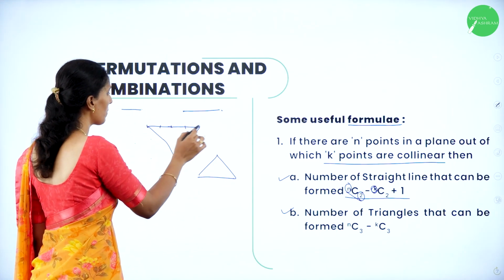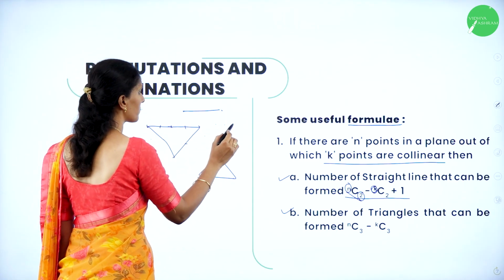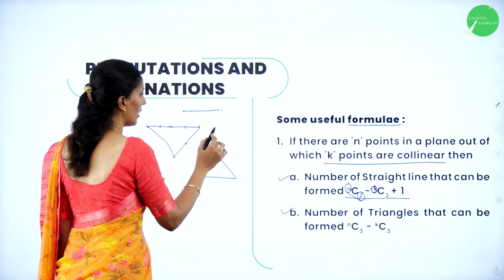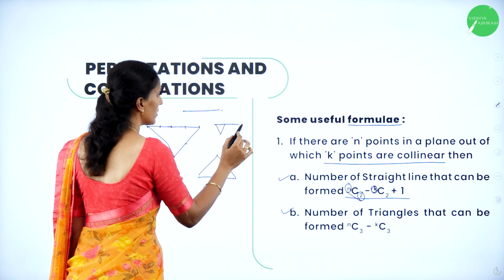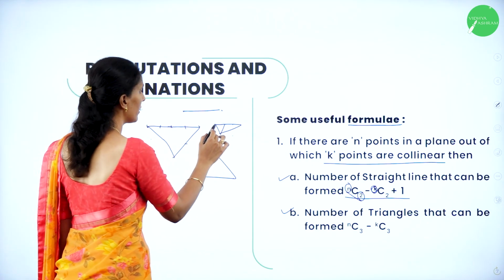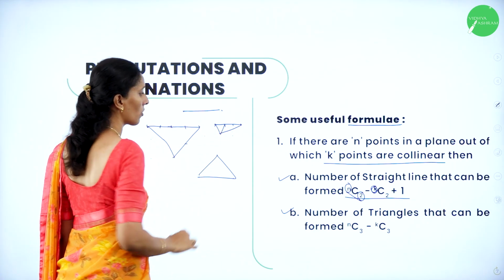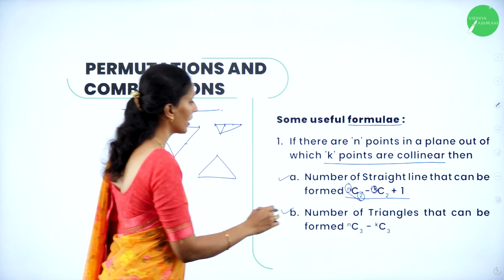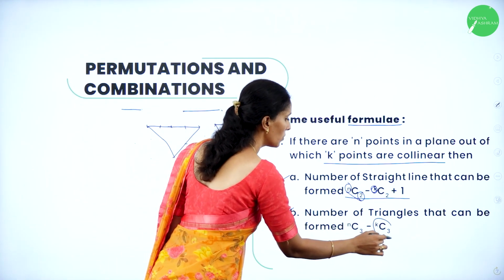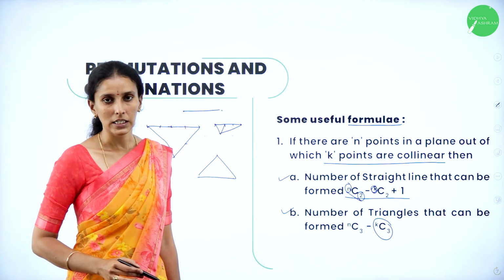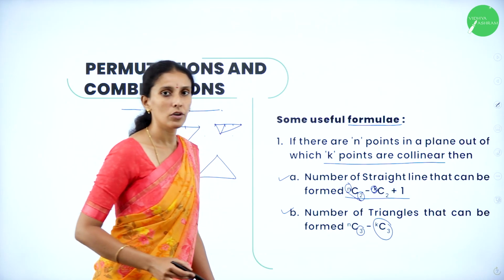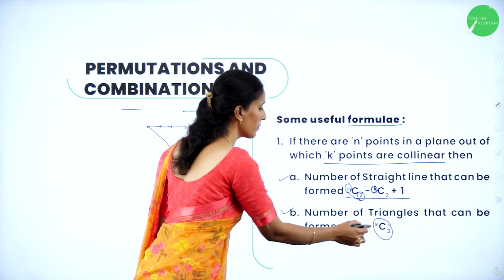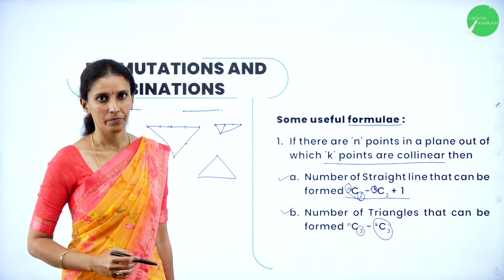Suppose you have collinear points like this, and you have a triangle. So you will form a triangle. When you draw, this is also a triangle, but here you have more points which are collinear. So therefore, there also you have to remove the collinear points. The number of points required to draw a triangle is 3. Therefore, the formula is NC3 minus KC3.